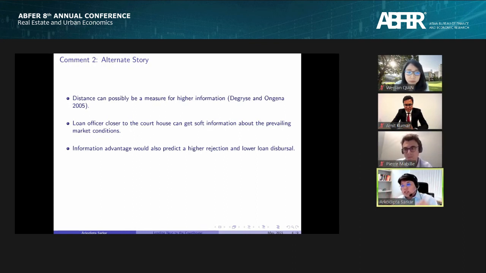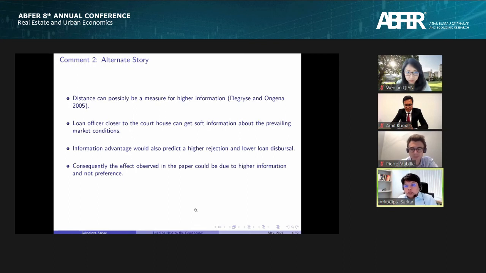So these managers are just getting access to this soft information by walking past the courthouses and seeing these various foreclosure events taking place. Now, this information advantage would itself have a higher prediction of rejection or lower loan disbursal, exactly what the paper finds as well, right? If you know more about the existing scenario, in a way that the scenario is not as good, through this foreclosure news, that would also predict rejection and lower loan disbursal. Consequently, the observed effect in this paper could be due to higher information and not necessarily just coming from the preference formation.